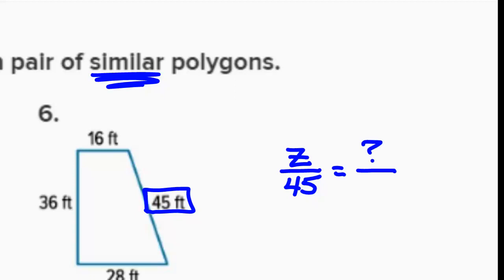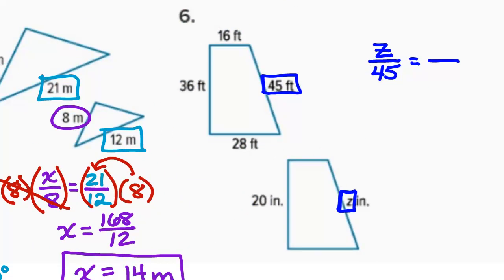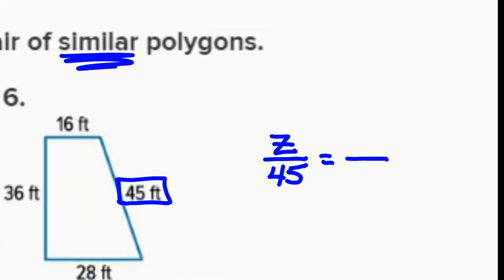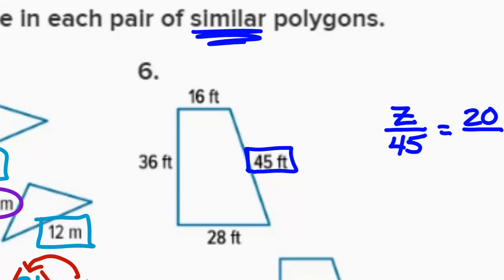What would need to go up in the numerator of my second fraction? 20. Z went in the numerator of my first fraction. All the other numerators would have to come from the same trapezoid. So I have to have 20 up here. And that would correspond to what on the other trapezoid? 36.